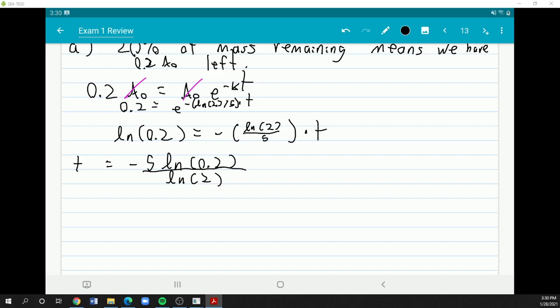So now let's go ahead and plug that in. Minus 5 natural log of 0.2 divided by log 2 gives me roughly 11.61 days. Okay, so that's part A.